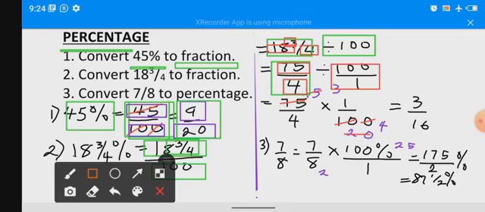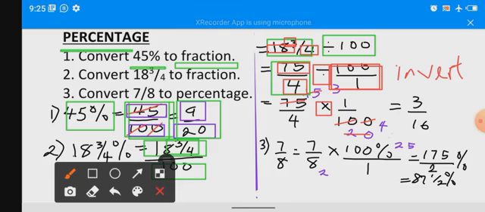Now the next thing is to change this division to multiplication. How do you do that? You simply invert 100 over 1. Invert means the denominator becomes the numerator, and the numerator becomes the denominator. The 1 below, you take it up; the 100 up, you take it down. That is 75 over 4 times 1 over 100.